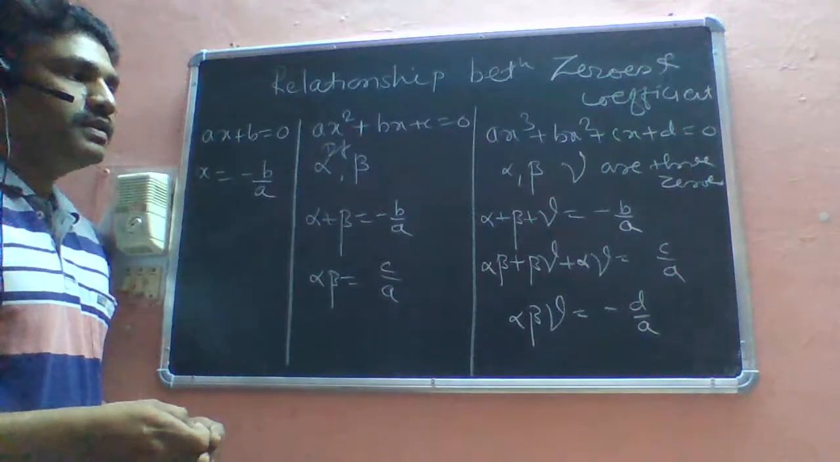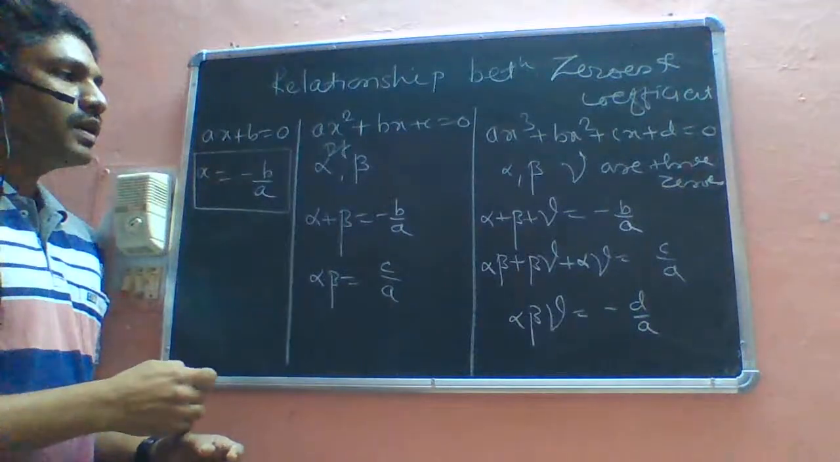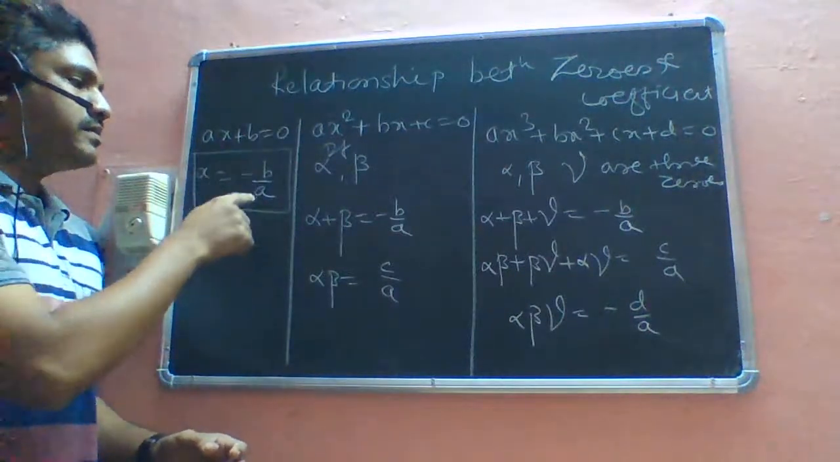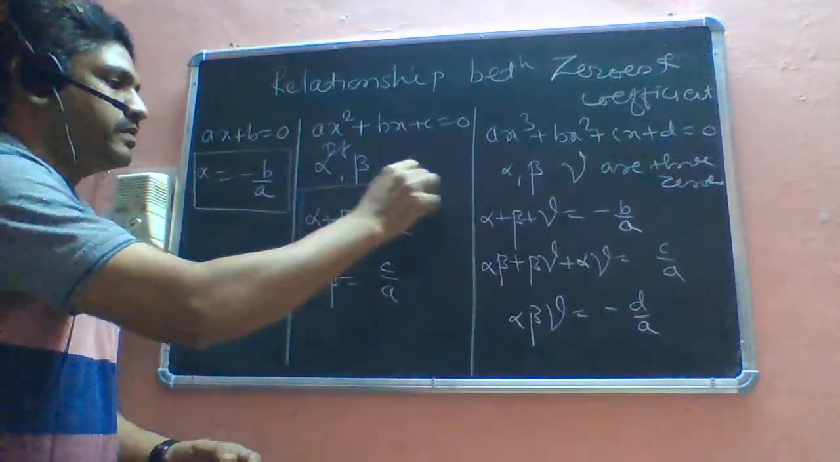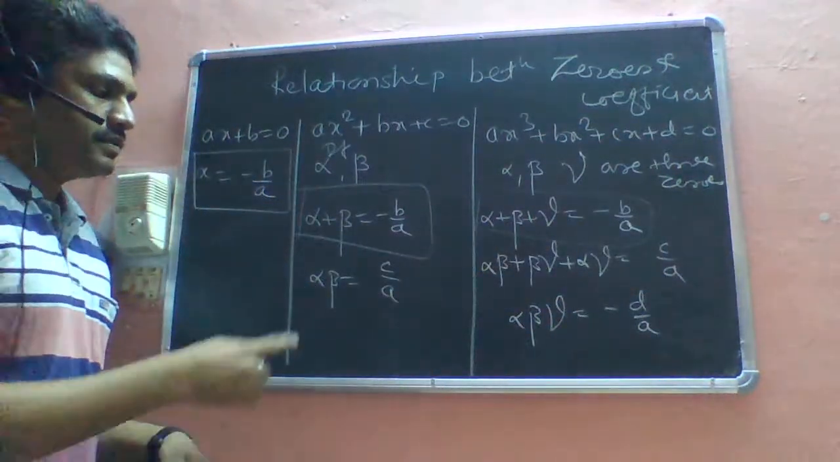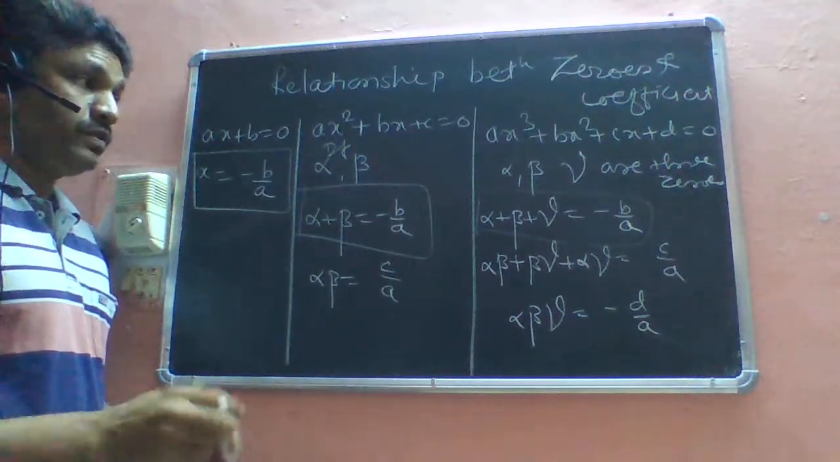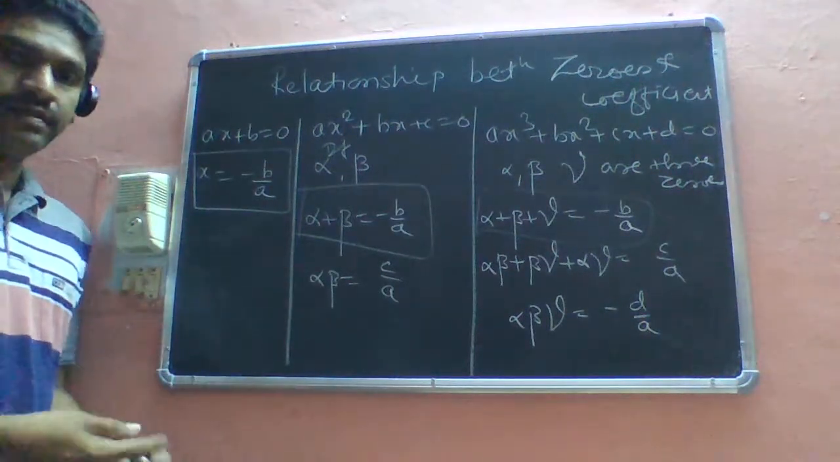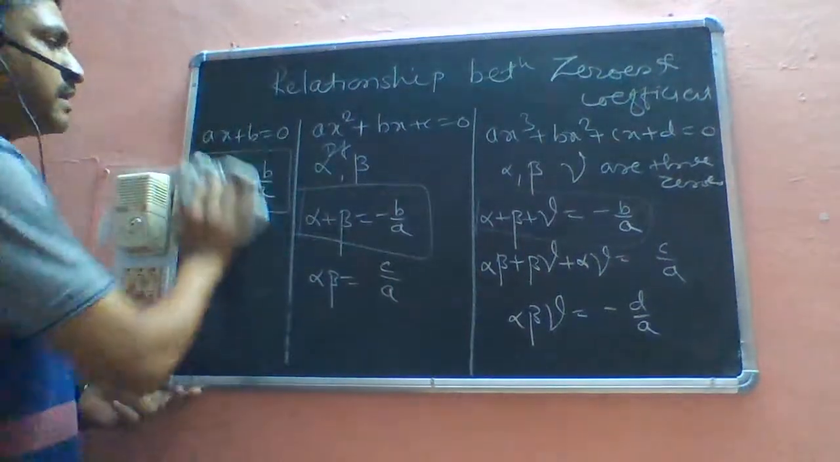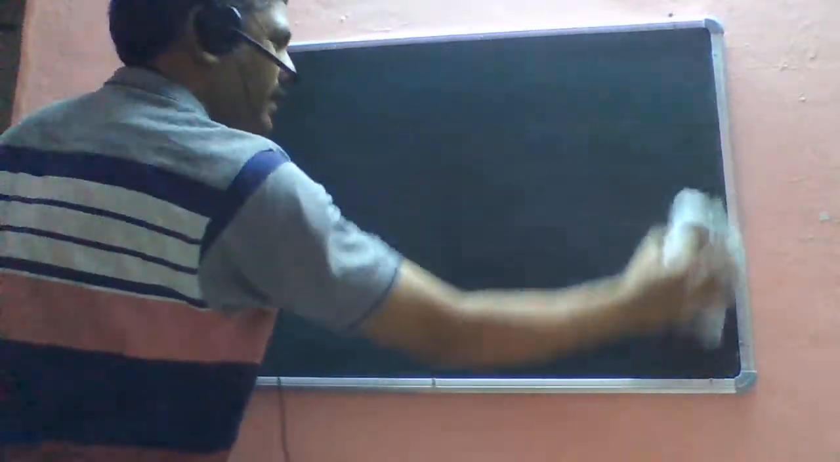You will notice one thing, that in the first relation, minus b by a is always there, here also minus b by a, here also minus b by a. So there is similarity in the second also. Alright, so we are now going to develop how these relations have come. So we'll consider the quadratic polynomial now and find out how the relations come.